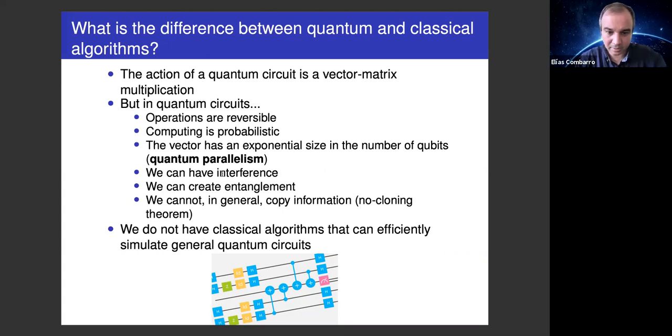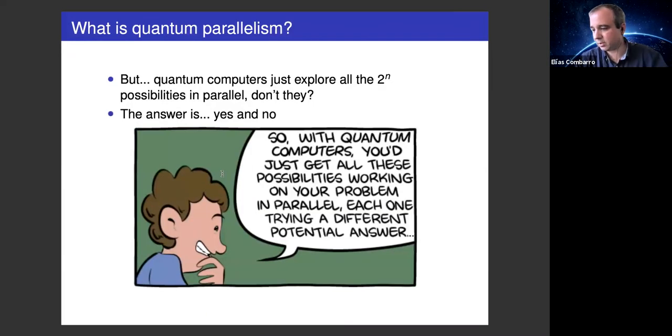So this idea of having the possibility of dealing with an exponential number of parameters in our quantum state is what gives some of the power that we find in quantum computing. This is not the only property that makes a quantum algorithm faster than a classical algorithm, and this is something that you may have read in popular descriptions of quantum computing.